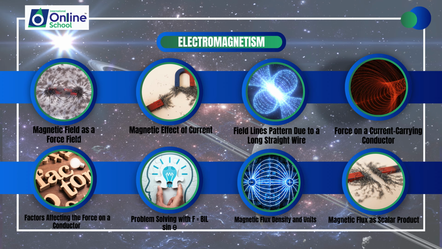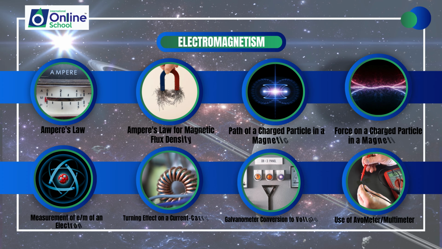In this overview, we dive into magnetic field as a force field, magnetic effect of current, field lines pattern due to a long straight wire, force on a current-carrying conductor, factors affecting the force on a conductor, problem solving with F = BIL sin θ, magnetic flux density and units, magnetic flux as scalar product, Ampere's law for magnetic flux density, path of a charged particle in a magnetic field, force on a charged particle in a magnetic field, turning effect on a current-carrying coil, galvanometer conversion to voltmeter or ammeter, use of avometer or multimeter. Let's explore each of these points covered in this chapter.